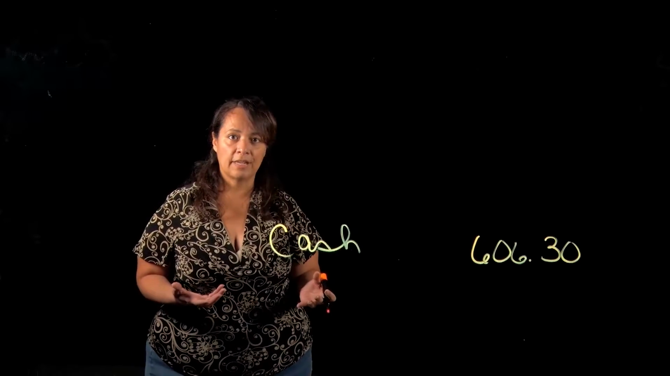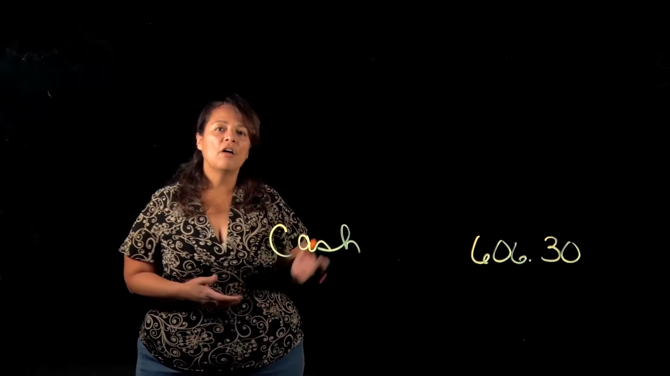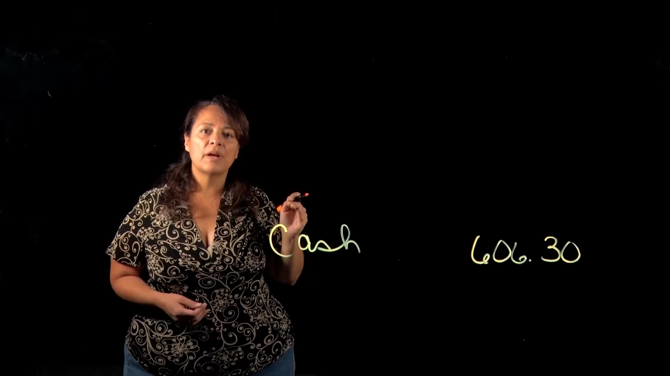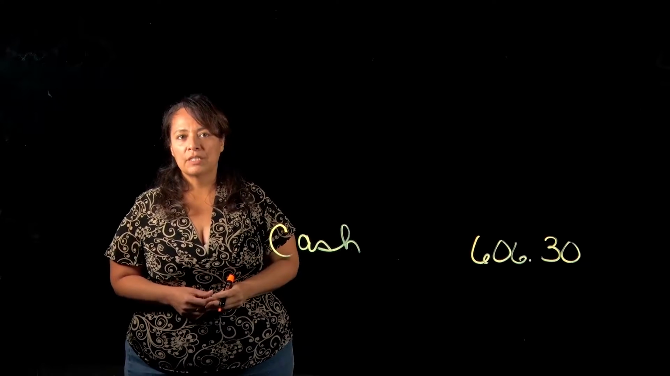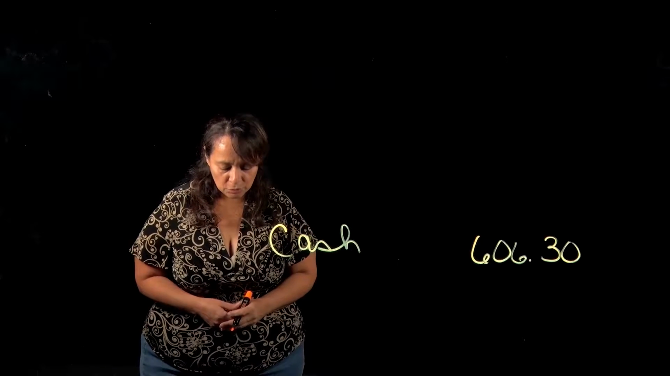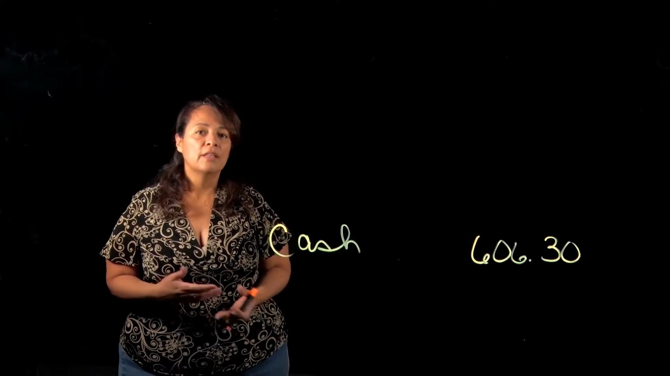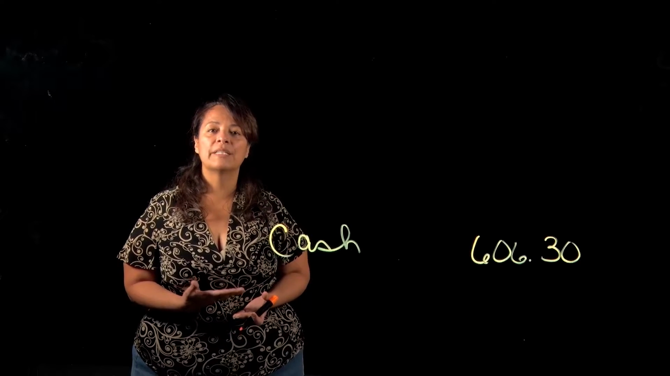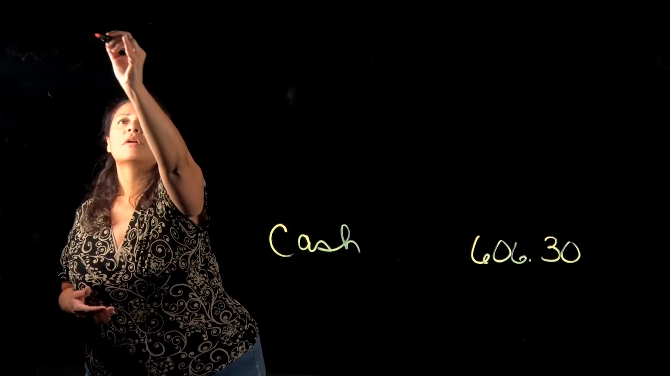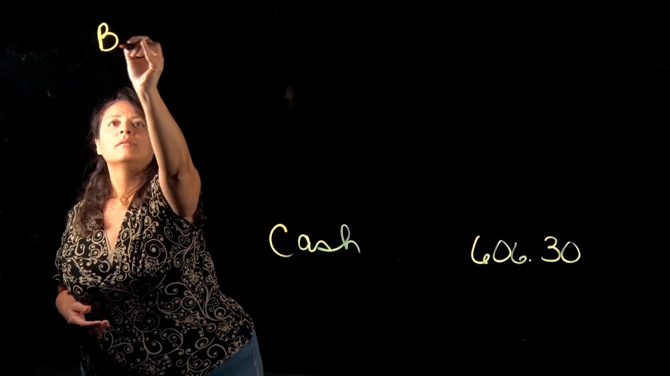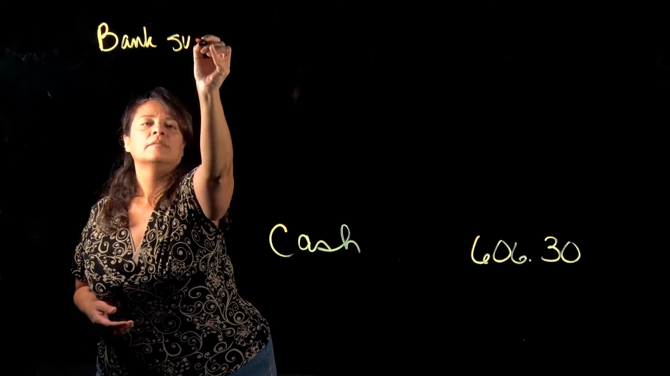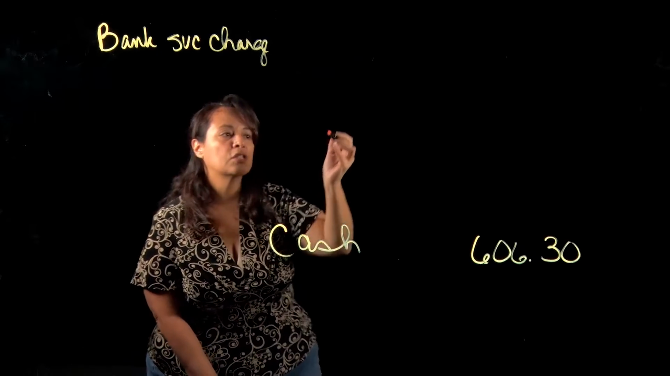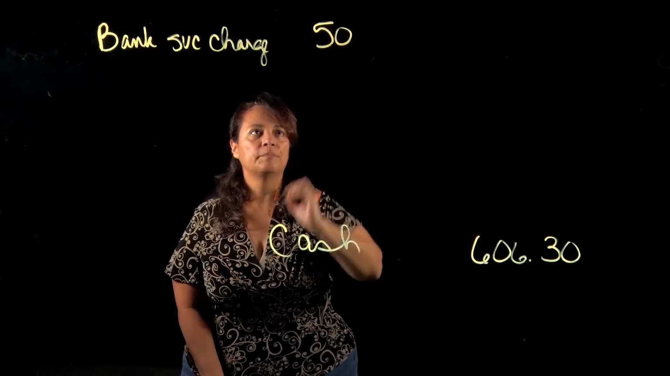So there's our first part. We know we need a credit to cash. Now we're going to look on the book side of the adjustments. We're going to go through each one and figure out how we need to adjust that in our books and records. So the first one we're going to look at is the bank service charge. The bank service charge is an expense for our company, and we know that expenses have a normal debit balance, so we're going to record a debit to bank service charge expense, and that was for $50.